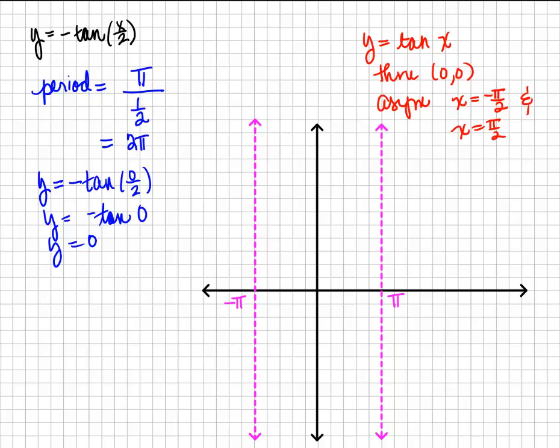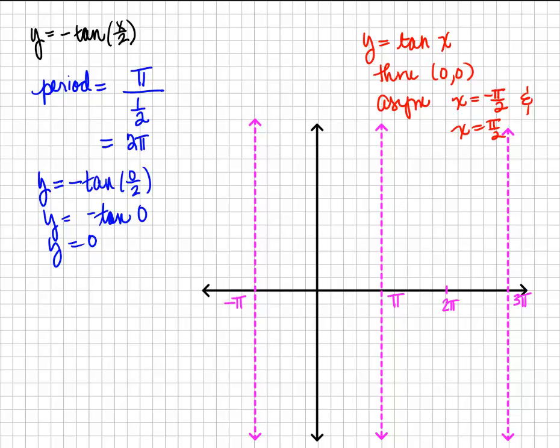So let's see, 1, 2, 3, 4, 5. It'd be this line right here. I did not do a good job of marking the one in between. So this is pi. 1, 2, 3, 4, 5. Right here would be 2 pi. And then this asymptote would be 3 pi.